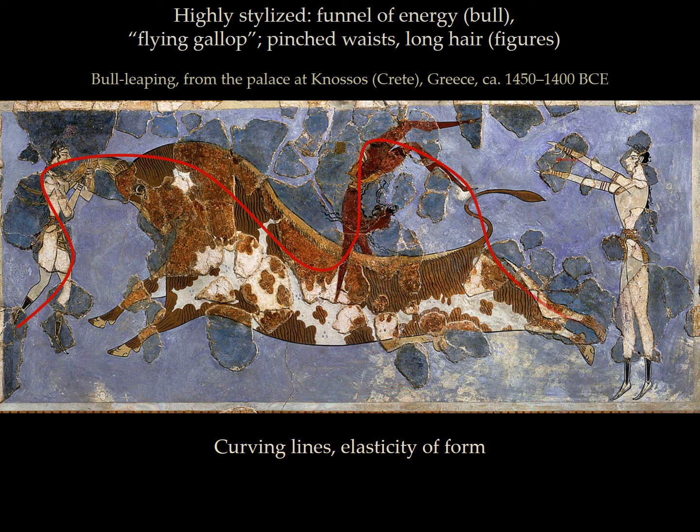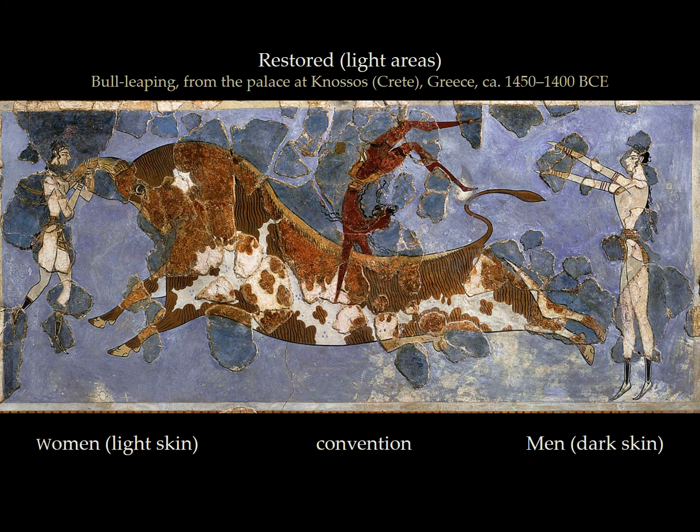So the curvilinear lines and elasticity of form is indicative of the Minoan civilization, who will prize bright colors, liveliness, vivacity, motion, and movement. This is what they value, that they will pass on to the ancient Greeks, an appreciation for liveliness and action, instead of permanence that we find in the Egyptian civilization.